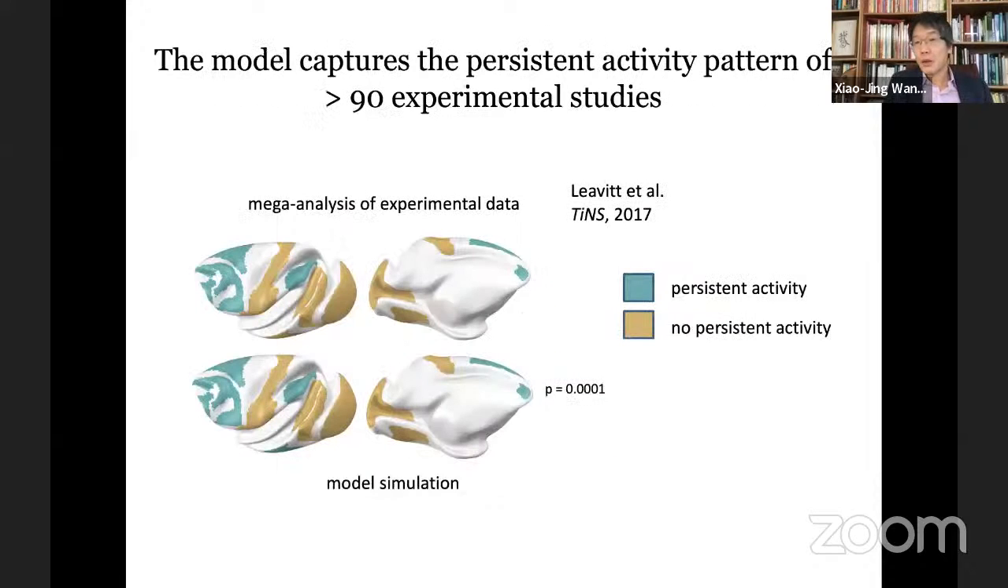Now, quite to my surprise, the model actually captures essentially the collected data from more than 90 experimental studies with macaque monkey summarized in the plot I just showed you. All right, so you see just visually that the experimentally measured connectivity pattern, persistent activity pattern is very similar to what you see in the model.